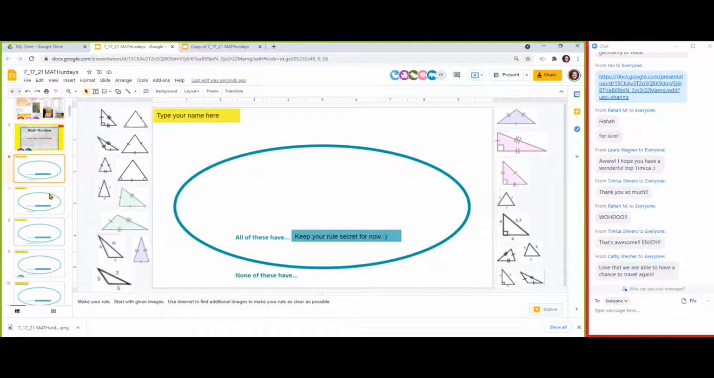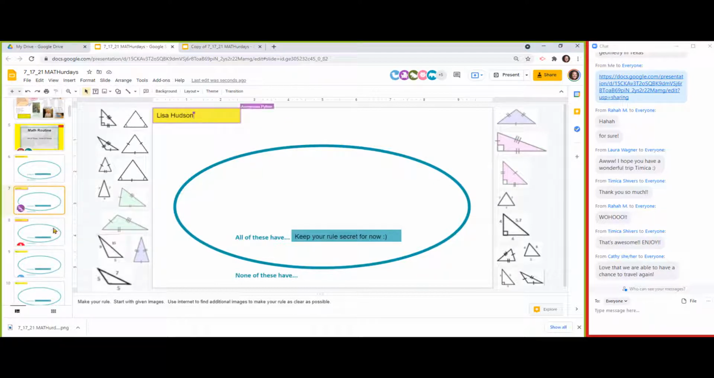There's a lot of triangles on the left and the right. And if these triangles happen to follow your rule, you'll put them inside the oval. If they don't follow your rule, you'll put them outside the oval. And if you're just not sure yet, or if they just don't apply, leave them off the screen. And we're going to take just a few minutes to create an example of your rule, but don't tell anyone it. This is yours for now.